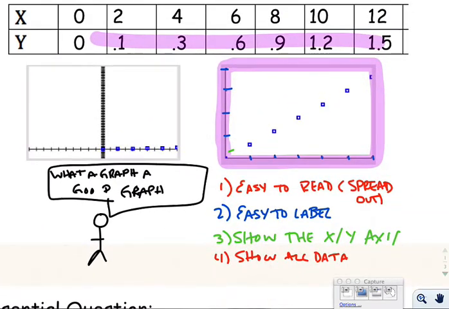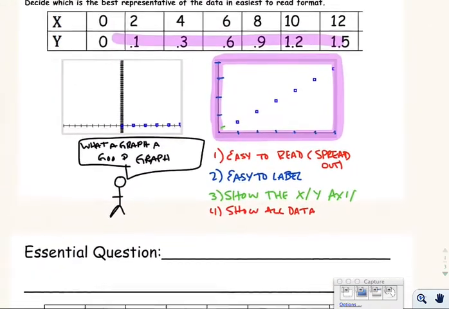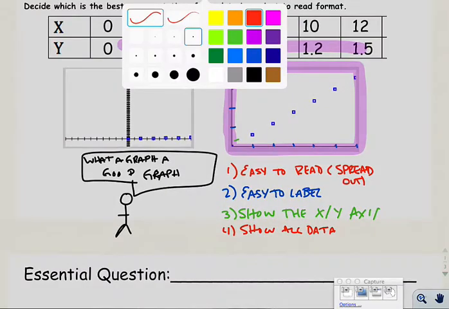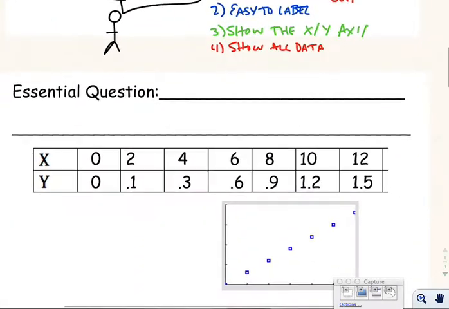If we know we have to make graphs easy to read, spread out, easy to label for us, show the x and y axis so you know where in the world the graph even is, and it has to show all the data so we're not leaving any points out. That should have some pretty easy rules for us. Okay, so how does that play out? Well, let's talk about the essential question.